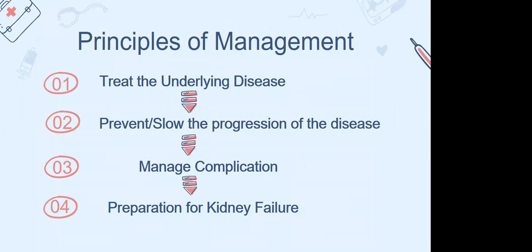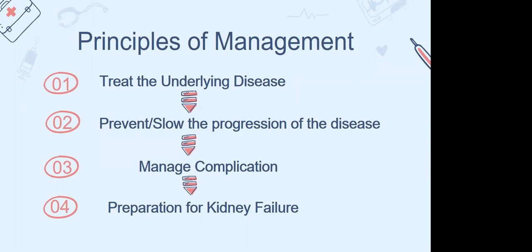Okay, what are the principles of management in chronic kidney disease? We aim to replace the absent or diminished renal function by treating the underlying disease. And when we treat the underlying disease, we want to slow the progression of the renal dysfunction in the hope to preserve the residual renal function. Next, we want to prevent the complications of CKD, but when a complication occurs, we will try to manage it. And the last management is the alternative treatment as a preparation for kidney failure.